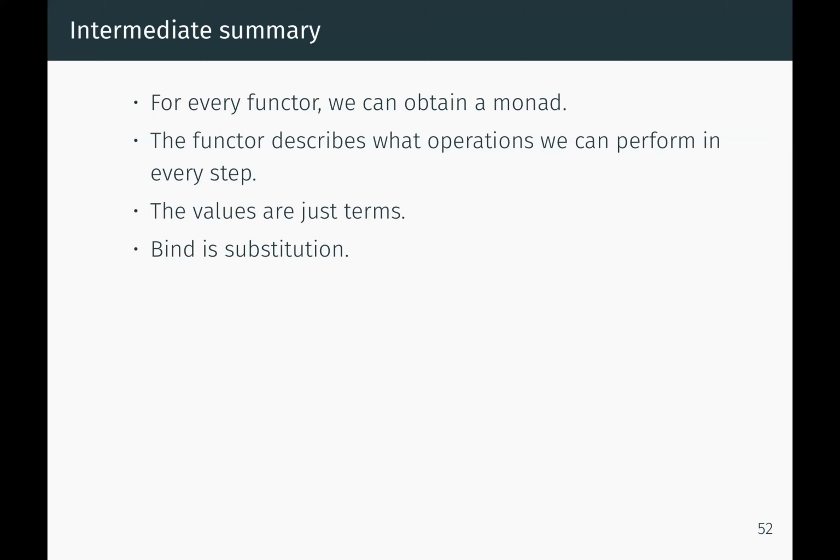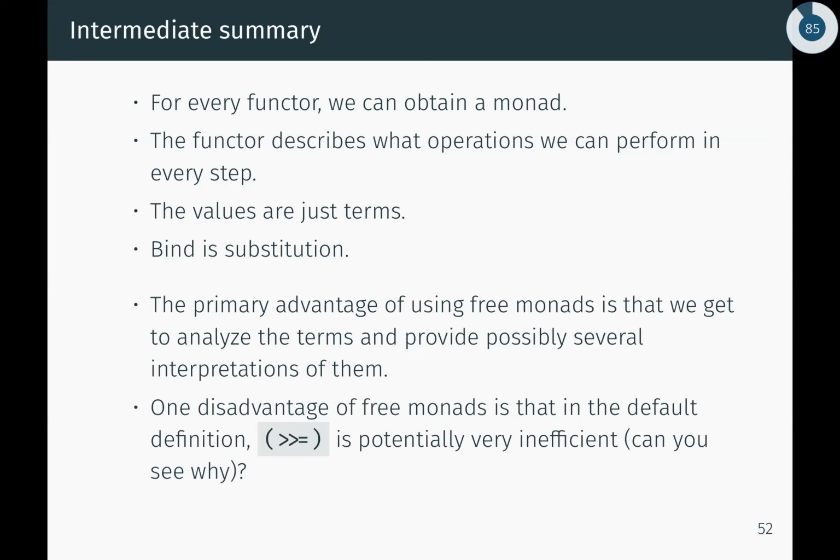And if you think of this data structure as a tree where the leaves are pure values, then bind basically is substitution. So it applies the continuation, what you bind against. It basically replaces the leaves with the trees that result from the continuations. And the advantage is that because it's just data, such a computation, you can analyze it and you can write different interpreters for it.